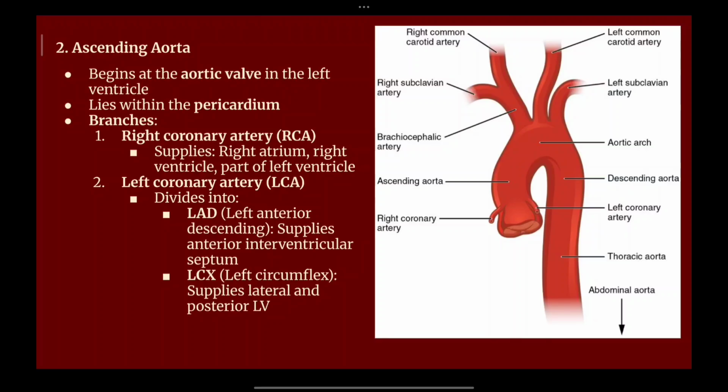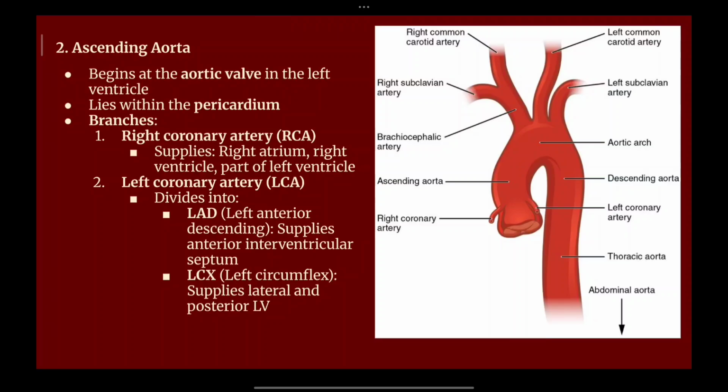The left coronary artery is further divided into the left anterior descending artery and the left circumflex artery. So the left anterior descending artery is moving in the anterior region, or the front region, of the heart and is descending, that is moving downwards down the heart. So here it is supplying the anterior interventricular septum, which we have already seen in the previous video.